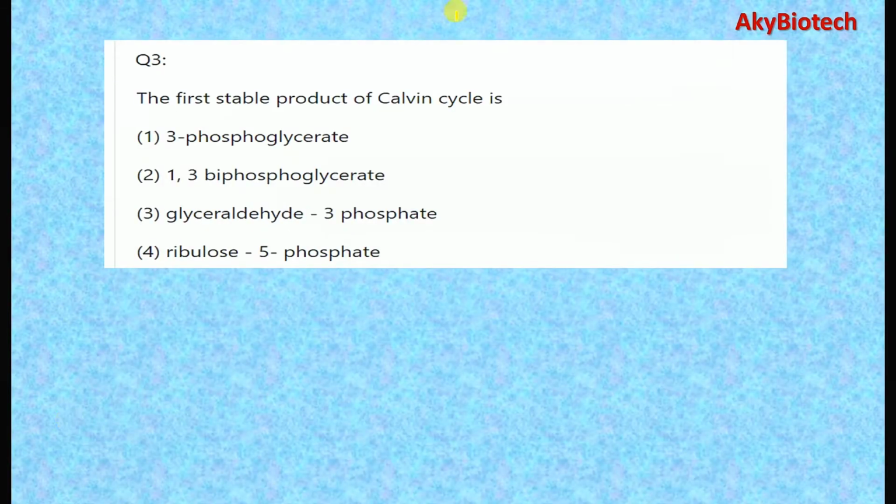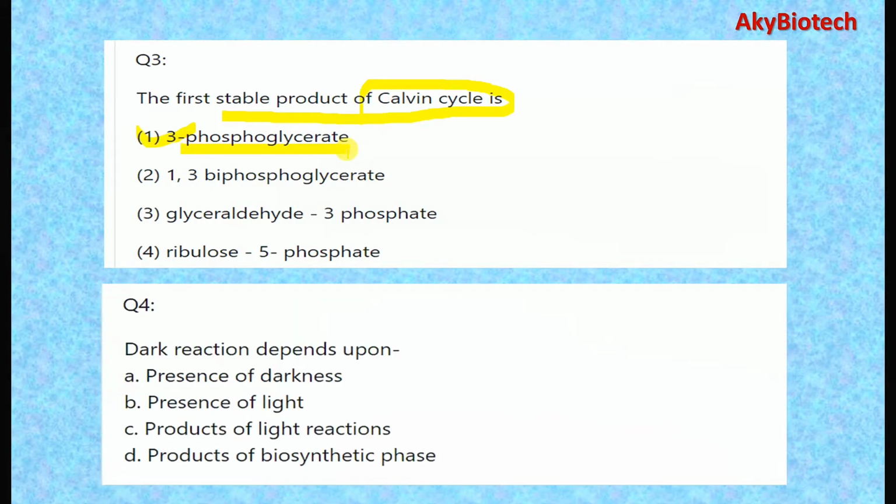Number 3. The first stable product of Calvin cycle. The first stable product of this is 3-phosphoglycerate. Number 1 is the correct answer.